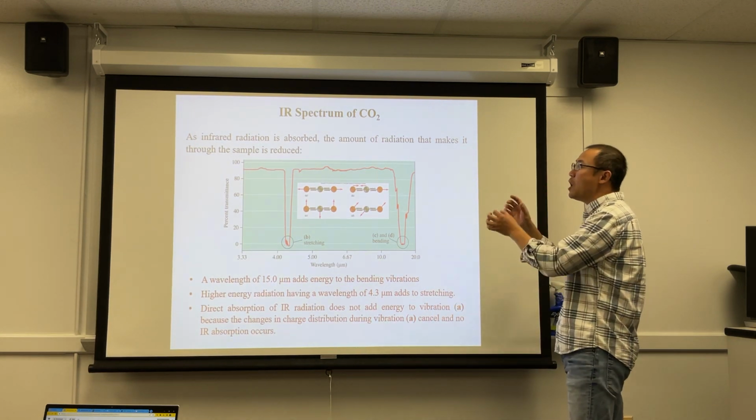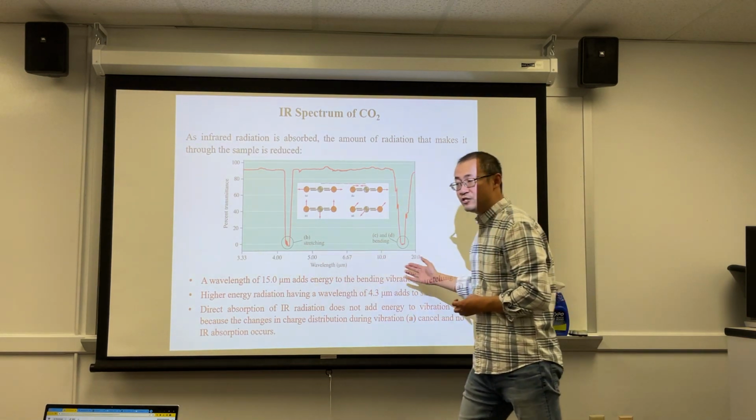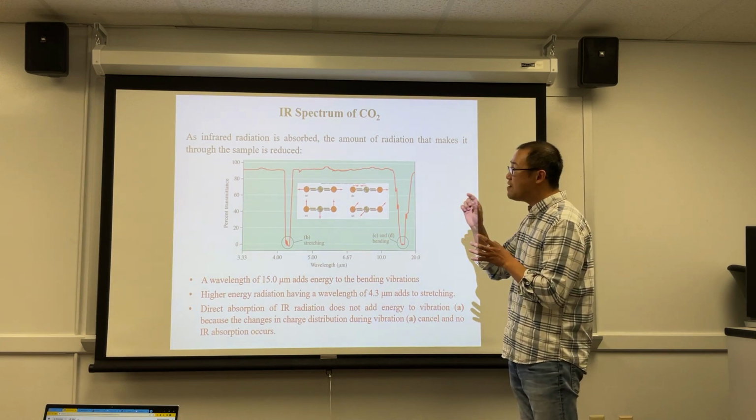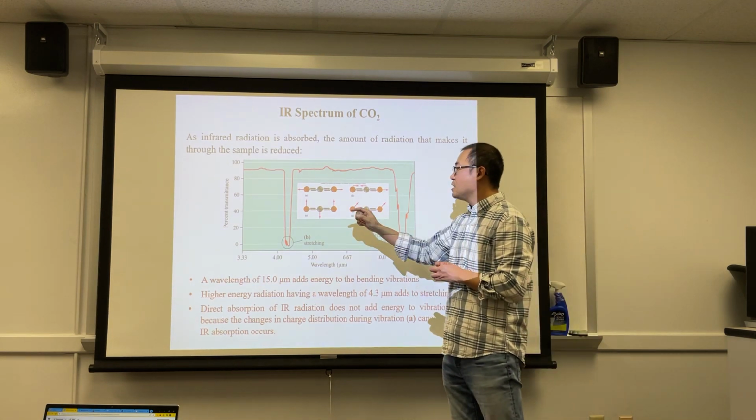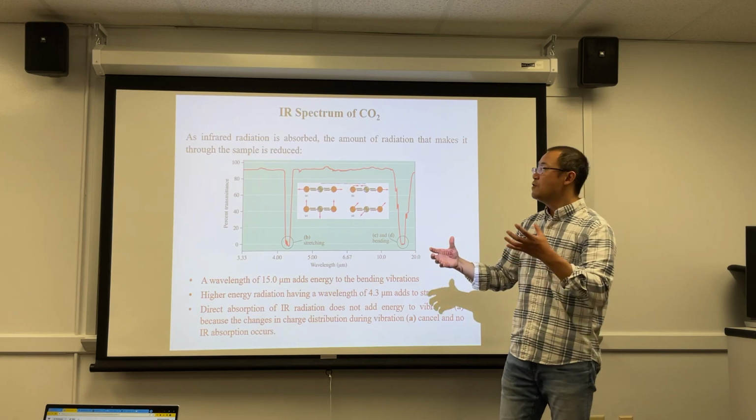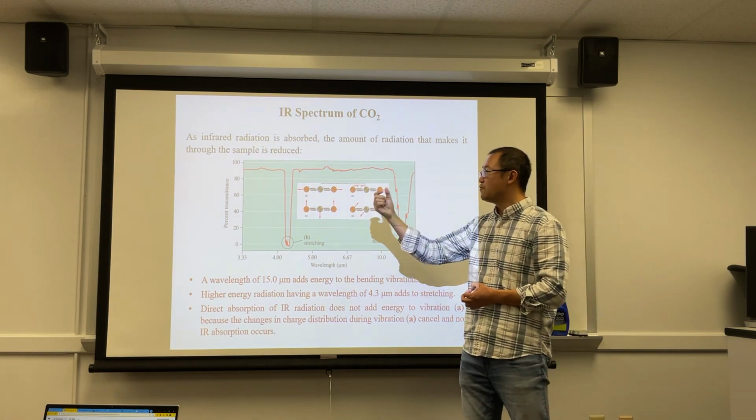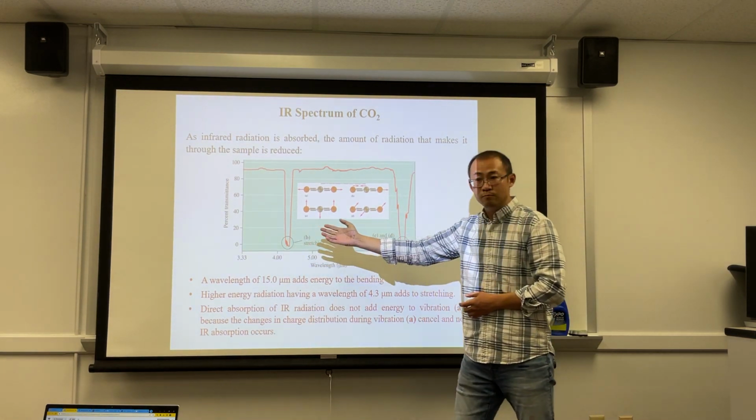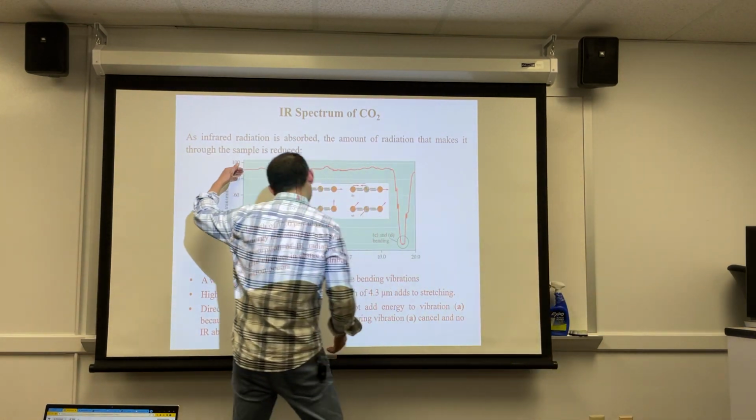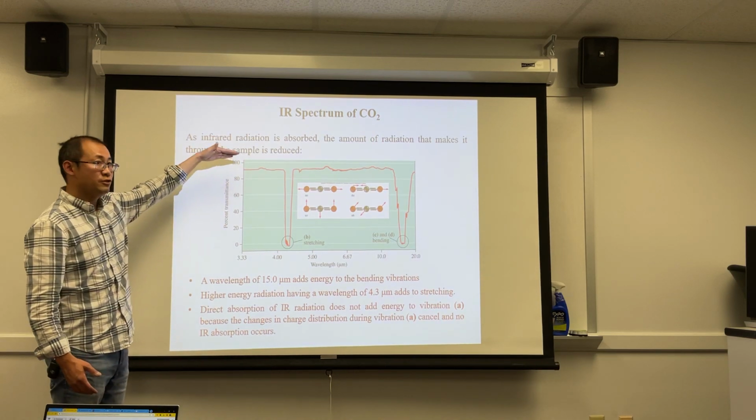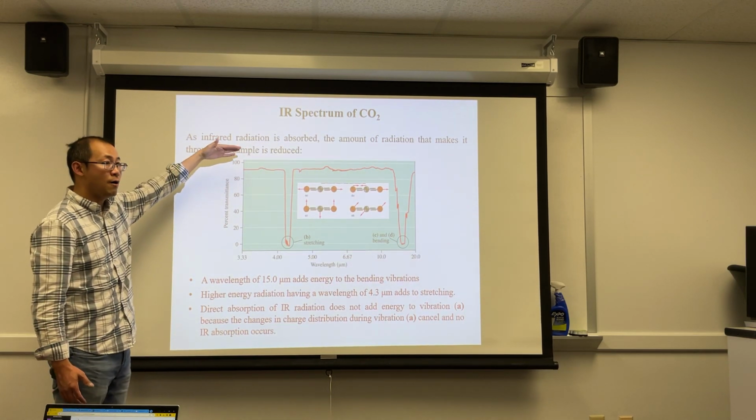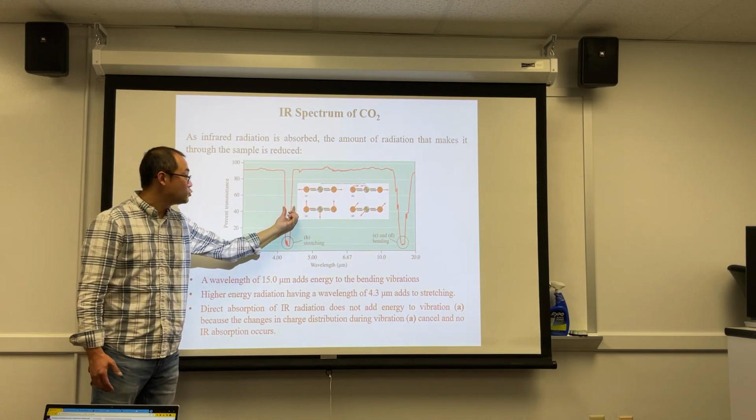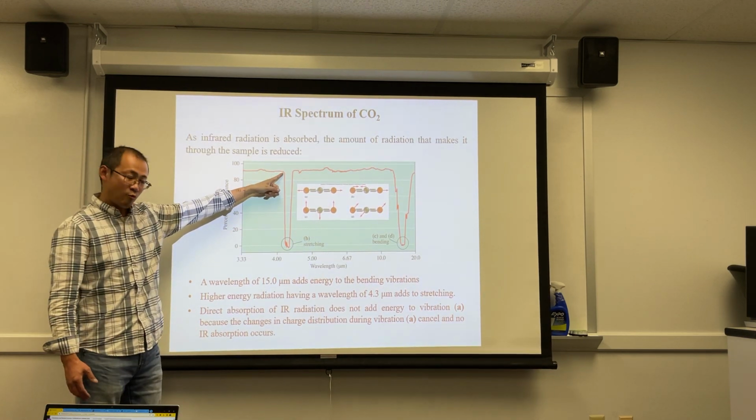Now, IR is the range of radiation from a certain wavelength to a certain wavelength. When the frequency of that IR matches the vibrational frequency of the bond, then that part of the IR, that wavelength of IR, will be absorbed, which is shown in this IR spectrum. As you can see, the IR normally has a strength close to 100. But when a certain wavelength of IR is absorbed, you will see that the IR strength goes down.